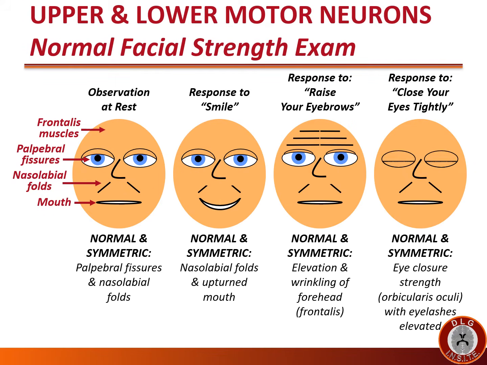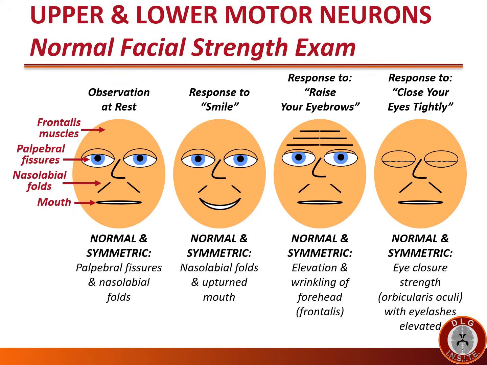Let's first look at the normal facial strength exam. In the cartoon on the left, observing a patient at rest, look at the frontalis muscles in the forehead, the palpebral fissures, or the openings of the eyes, the nasolabial folds, the creases from the nose to the outer mouth, and the mouth itself. When asking a patient to smile, look to see if the mouth upturns equally on both sides and the nasolabial folds increase their crease or depth symmetrically bilaterally.